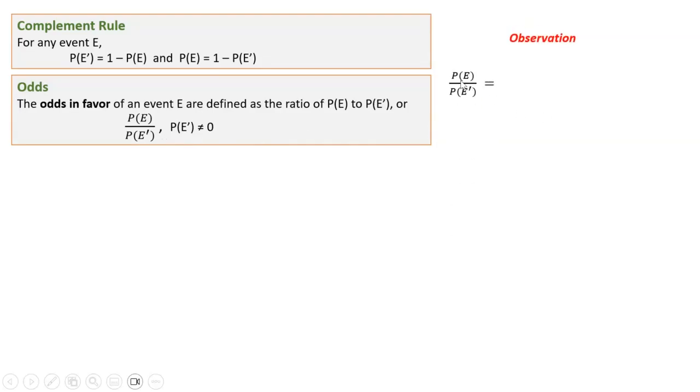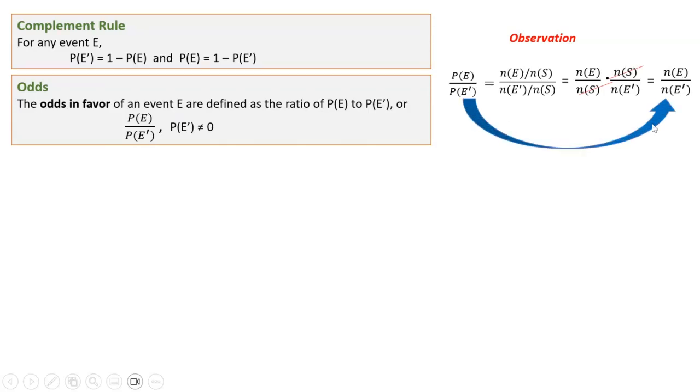Okay, observation. The probability of the event, which is a formula, for example, P of E is equal to the number of E over the number in the sample space. The probability of not E, or the complement of E, will be the number of not E over the sample space. If you notice, guys, this is my first fraction on top. The division becomes multiplication, and the second fraction you flip. If you notice, the sample space cancels. So we get n of E over n of the complement of E. You see, guys, there's my formula.